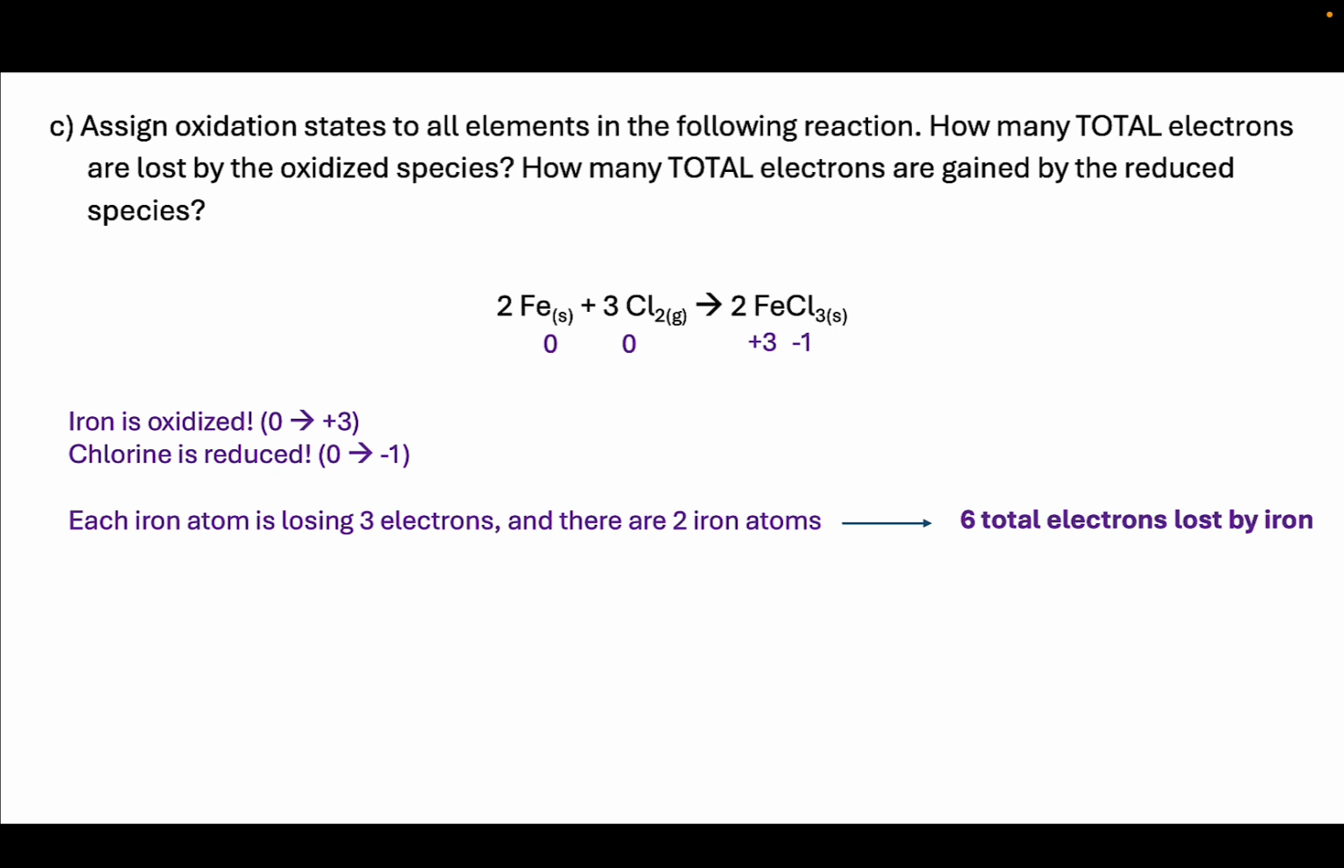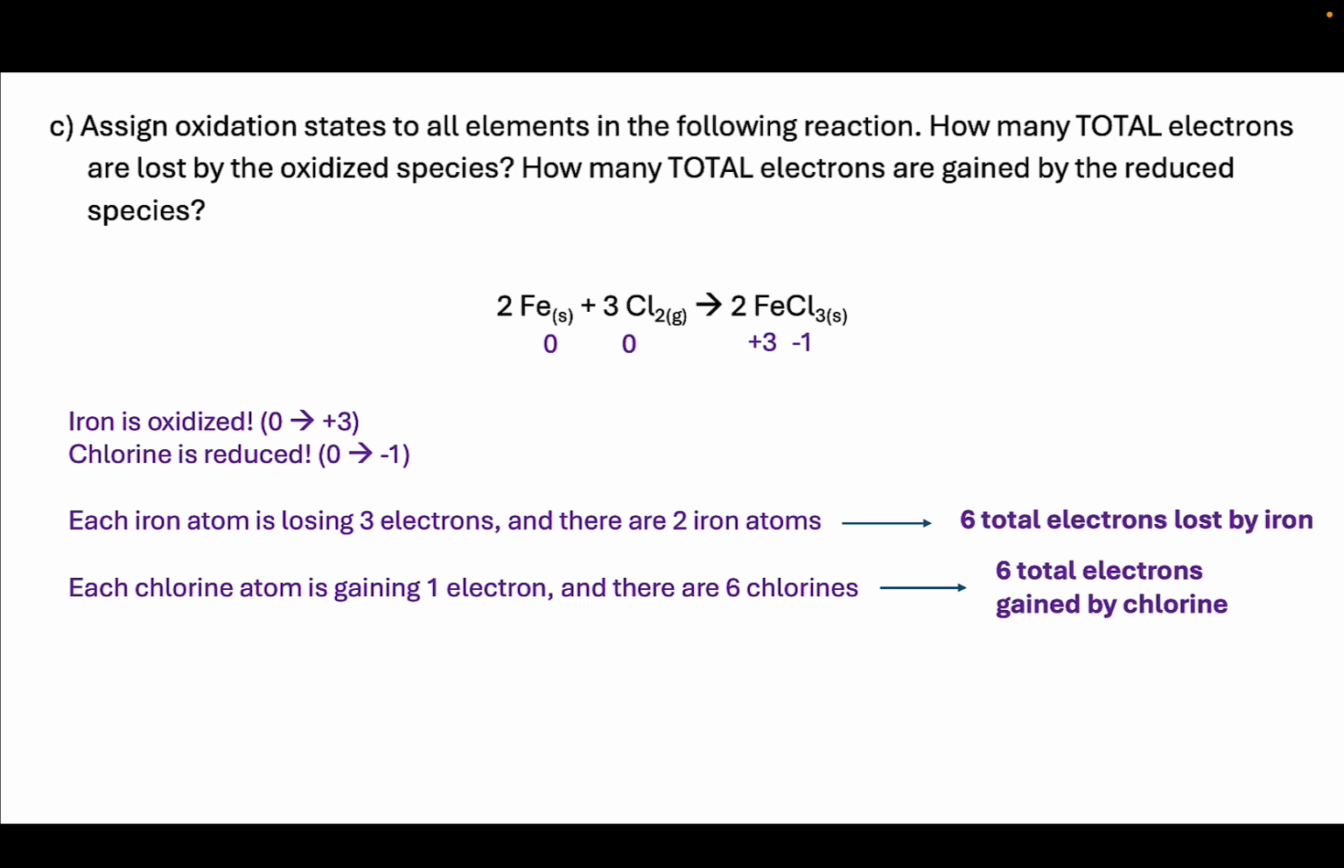However, when we take into account the fact that there are 2 iron atoms participating in this reaction, it's 6 electrons that are lost by iron. Each chlorine atom is gaining 1, but there are actually 6 chlorines within this reaction, and so it's 6 electrons gained by chlorine. And the number is equal. This is a very important thing to be able to keep track of for moving forward in electrochemistry.